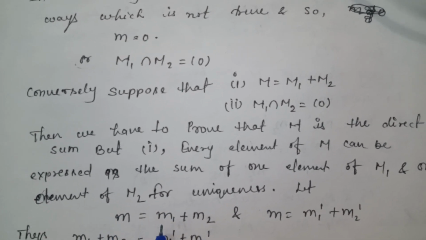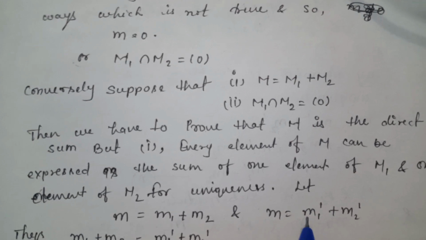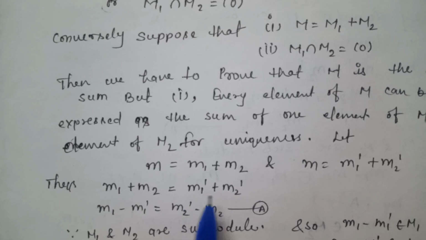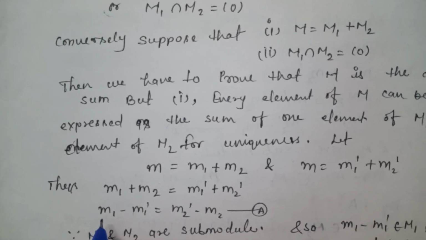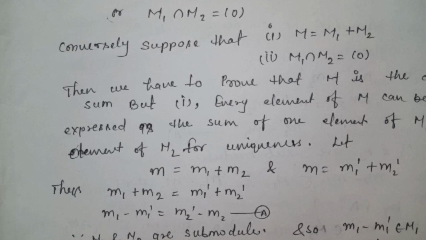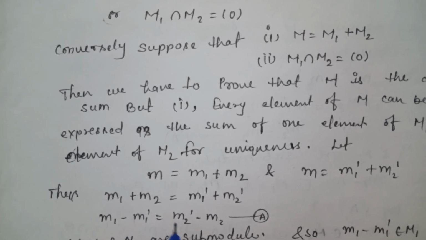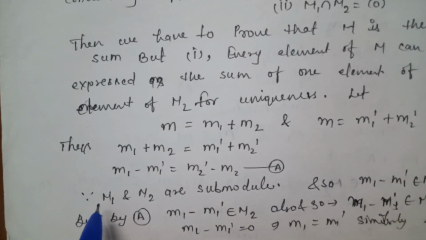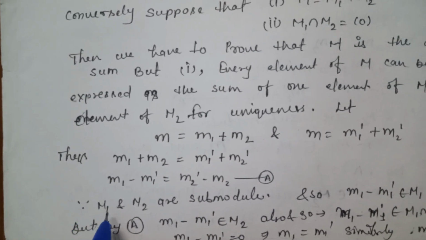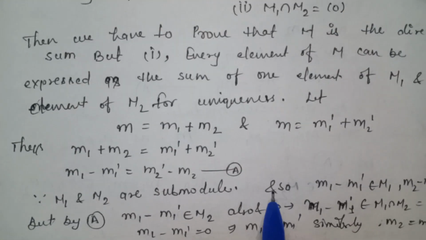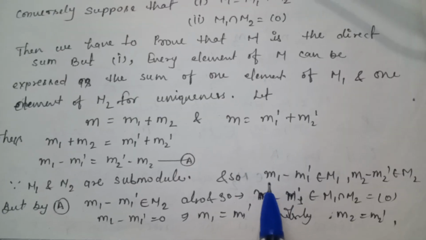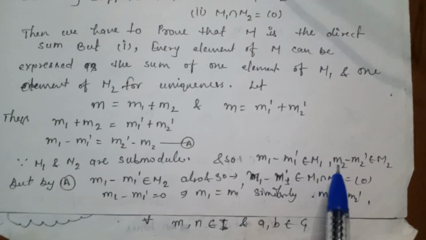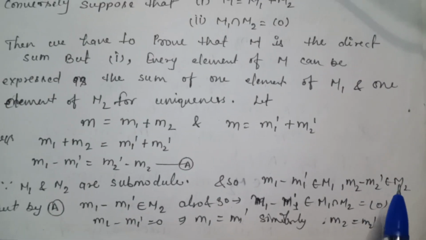let small m is equal to m1 plus m2 and m is equal to m1 dash plus m2 dash. Thus m1 plus m2 is equal to m1 dash plus m2 dash. So it can be written as m1 minus m1 dash is equal to m2 dash minus m2. Equation number A. Since M1 and M2 are submodules, m1 minus m1 dash belongs to M1 and m2 minus m2 dash belongs to M2.